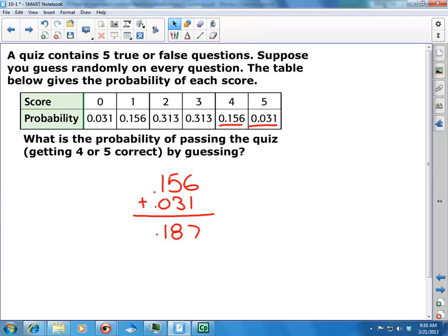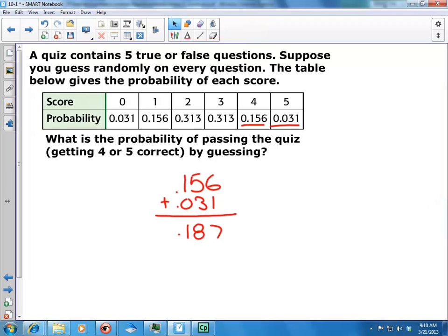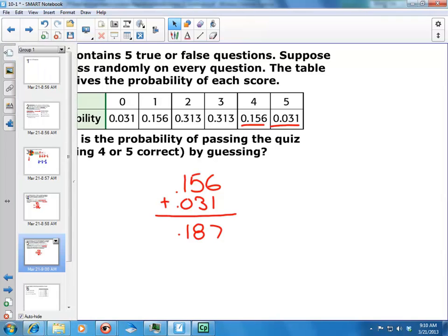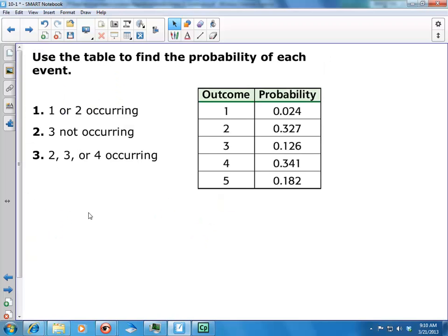All right, let's take a look at our, well, I was going to see if this was our last one or not. No, we do have one more, but this one won't take us very long either. So let's take a look at this one. It says use the table to find the probability of each. Well, the probability of 1 or 2 occurring, what are we going to do? Yeah, we're going to add those guys up.